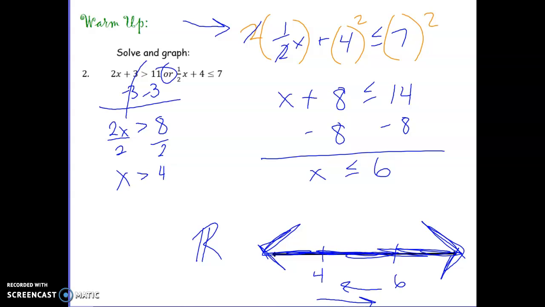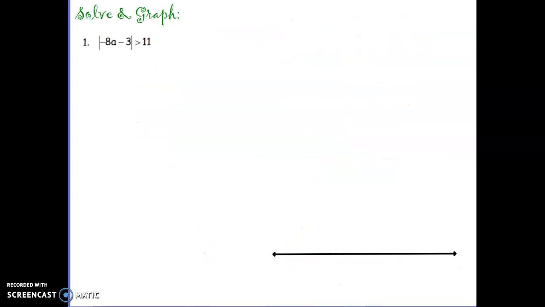Okay, let's see what happens when we put those two things together. So now I'm going to have an absolute value like we had at the beginning, and I'm also going to have an inequality. So I don't know what my quantity negative 8a minus 3 is, but I know it is more than 11 units away from 0. So think about this.